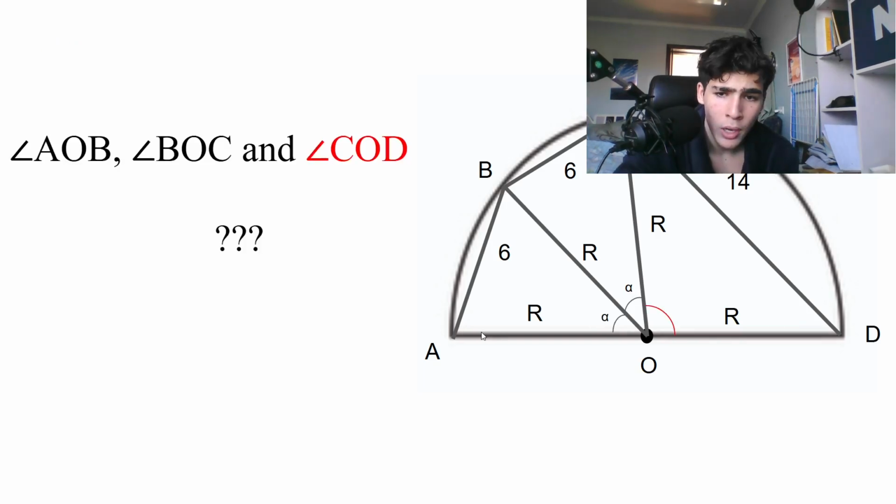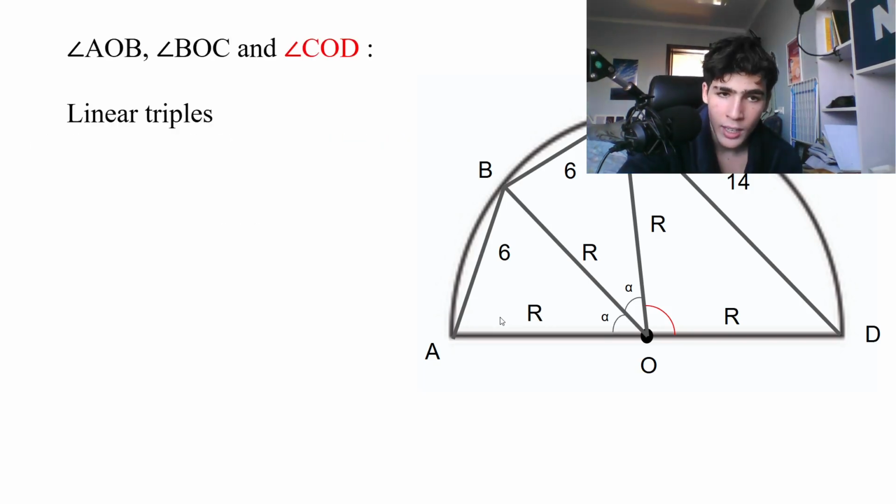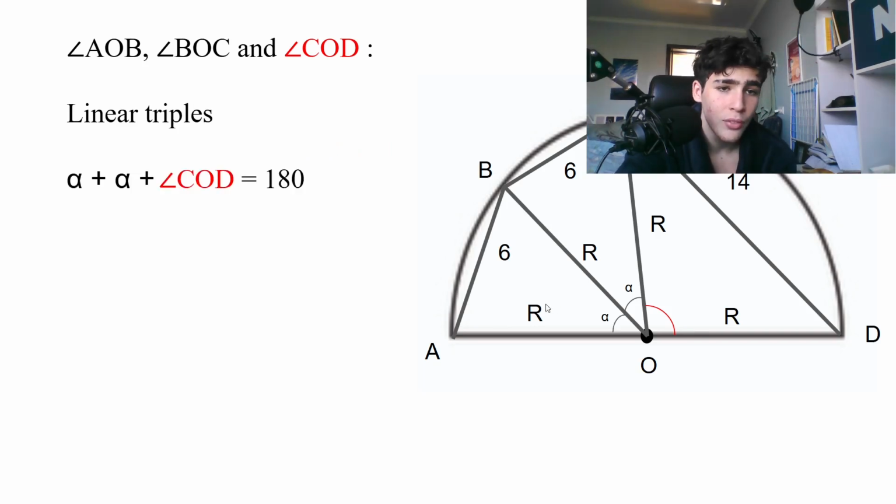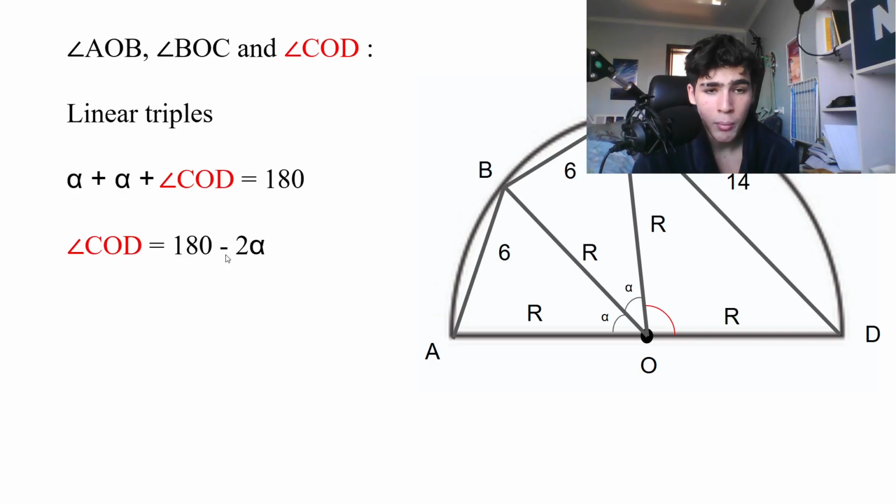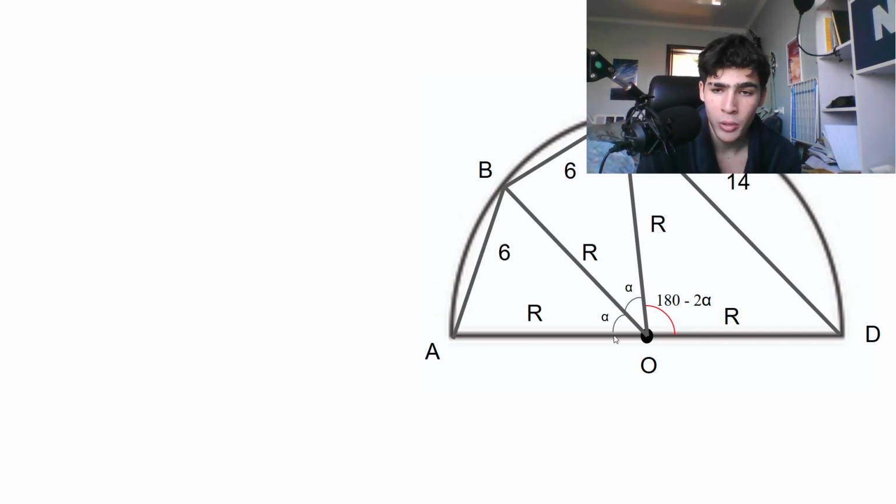So what do we know about these three angles? As it turns out, they add up to 180, and I like to call these linear triples. This means that alpha plus alpha plus angle COD equals 180 degrees. Now we can find angle COD as 180 minus 2 alpha, and we can label it here.